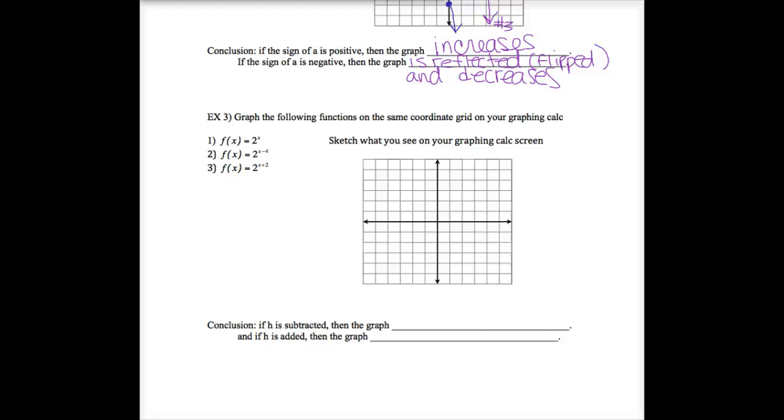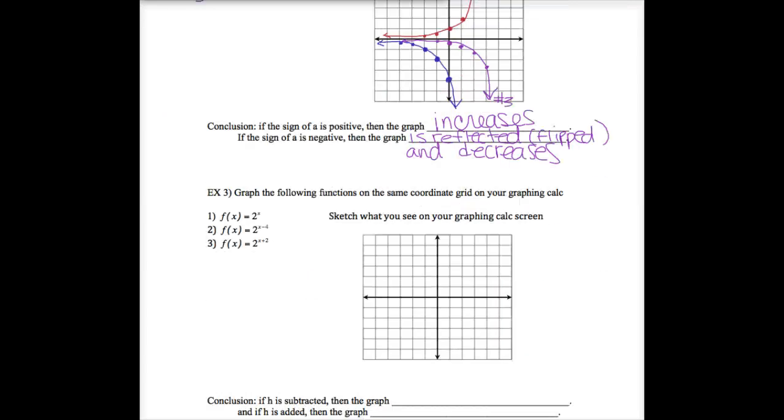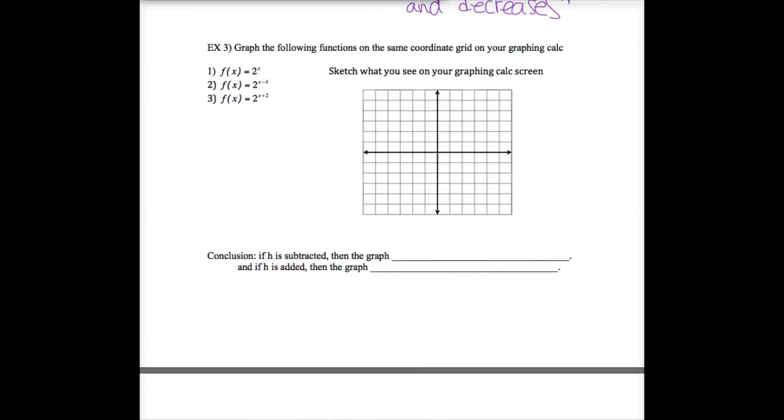All right, last one for now. So I've got 2 to the x, which again, notice is exactly the same as 1 times 2 to the x. So I'm keeping my first one the same as on all the other ones. So I've got the same points, 0, 1, 1, 2, 2, 4, negative 1, 1/2, so on and so forth. So here's my first graph for number 1.